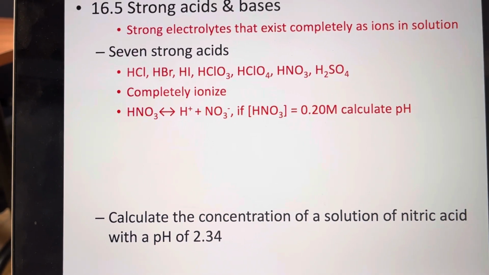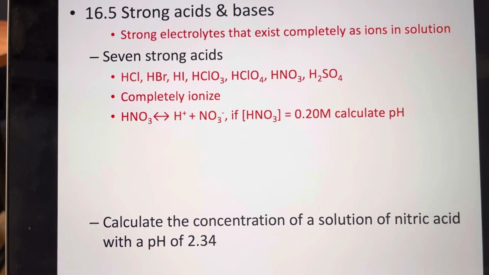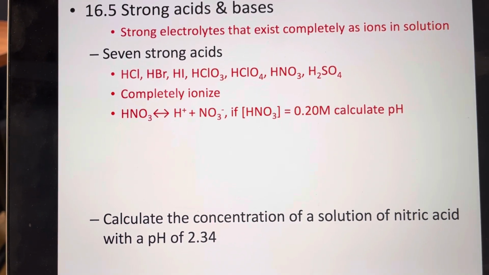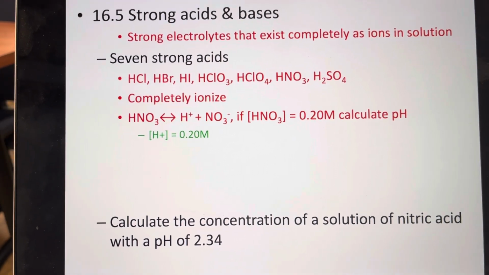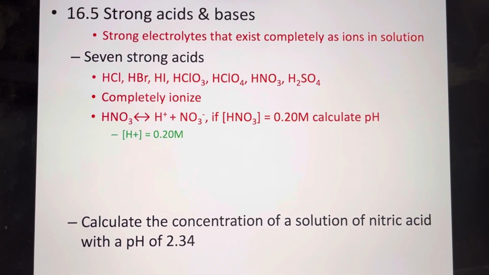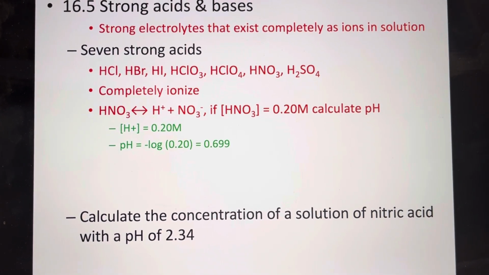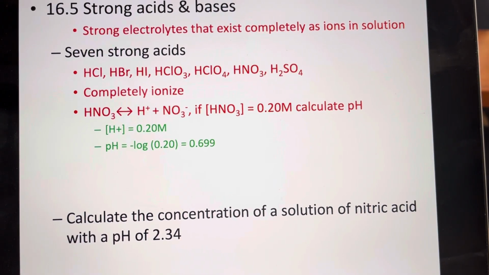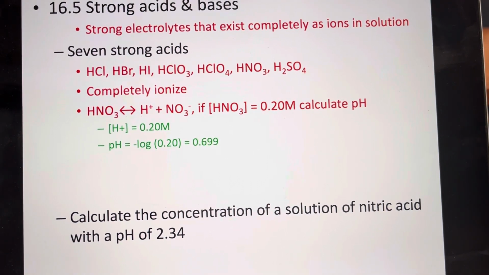So for example, nitric acid, because nitric acid is one of the 7 strong acids, it will completely dissociate into hydrogen ion and nitrate. And so if we have a concentration of nitric acid of 0.2 molar, that is also the concentration of the hydrogen ion and the nitrate ion, but we're not worried about the nitrate ion. So knowing that that is also the concentration of the hydrogen ion, we can take the negative log of 0.2 and come up with a pH of 0.699.